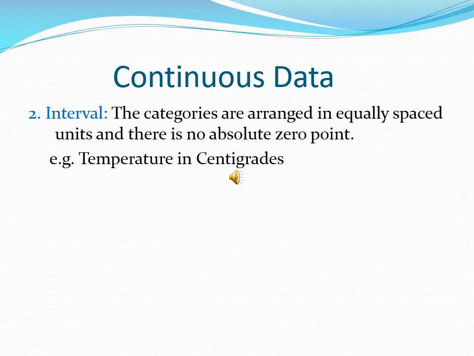The other example of continuous data is interval, in which the categories are arranged in equally spaced units and there is no absolute zero point. For example, temperature where 0 degree centigrade does not mean no temperature but is equal to 32 degree Fahrenheit or 273 Kelvin. So the temperature in centigrade is an example of interval.